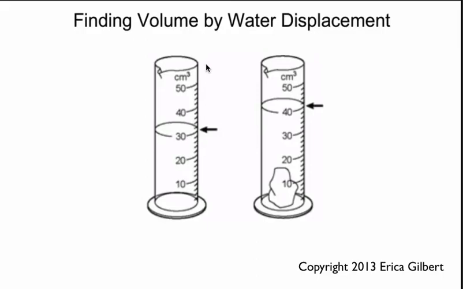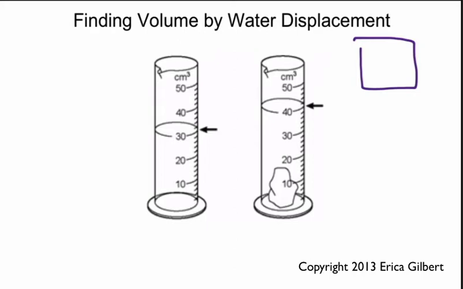In this lesson, we'll be reviewing how to find the volume of an irregular object by water displacement. And so remember, when we talk about an irregular object, we're talking about an object that does not have size that we can actually measure with a ruler. So for example, if I have a cube, I can actually measure the three sides with an actual ruler.